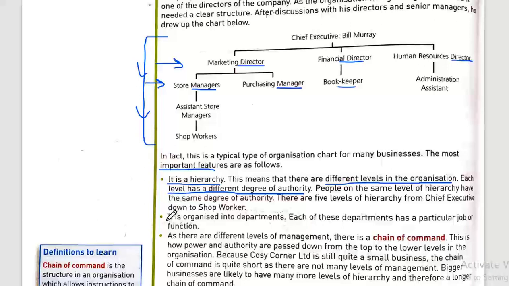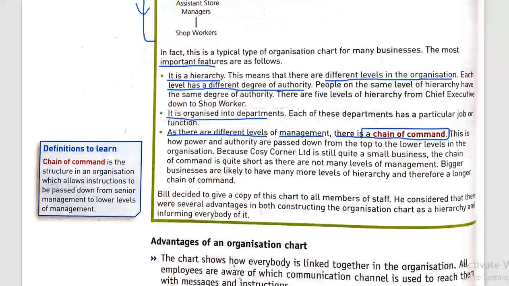It is organized into departments, and as you can see, each department has a particular job or function. So the marketing manager is working in a different department than the finance department, and the finance department has different responsibilities and tasks than the HR department. As there are different levels of management, there is something called the chain of command. So let's see what is meant by chain of command.